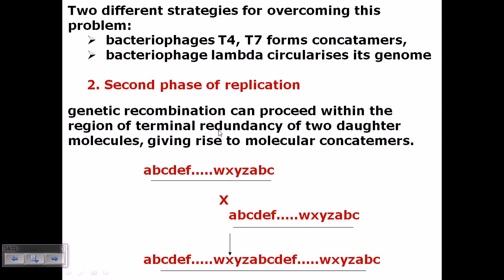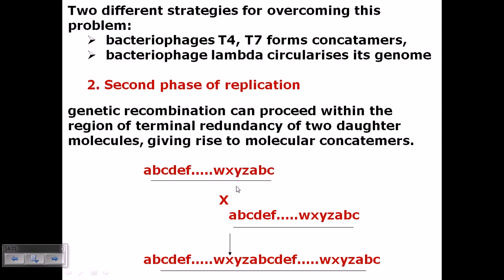But in this case, as they are having terminal redundancy, as you can see here, A B C D E F, and then again W X Y Z, after the Z again A B C D. So it's a continuous repeat of the same sequences, and at the beginning and at the end we have the same sequence A B C repeated. It may be repeated 1,000 times, it may be repeated 500 times, but it should be repeated in both ends correctly.